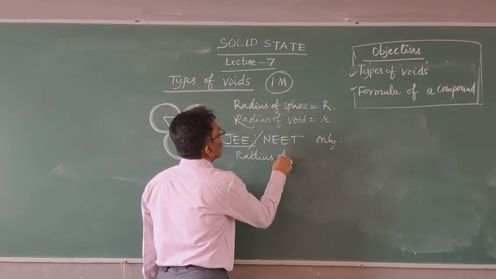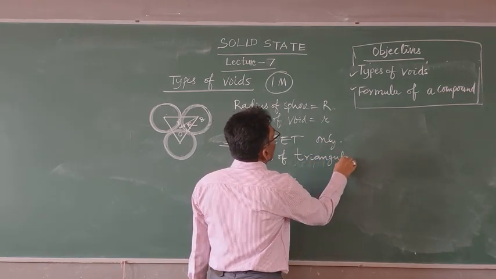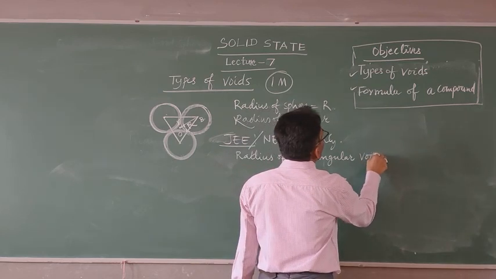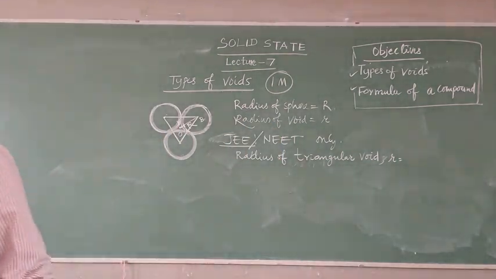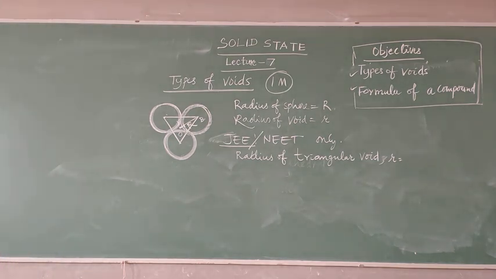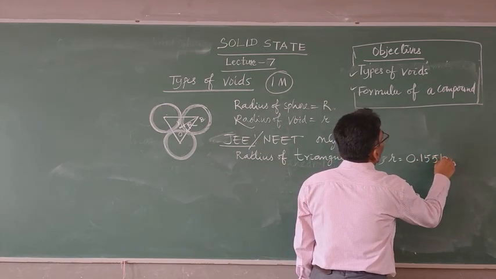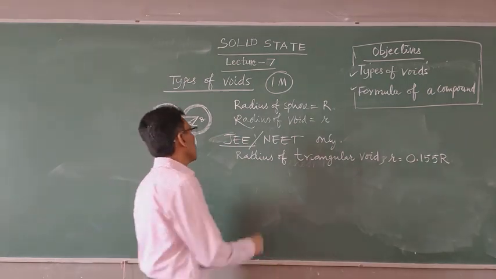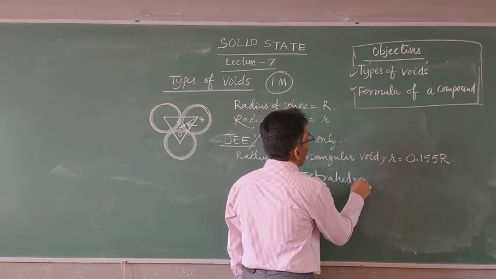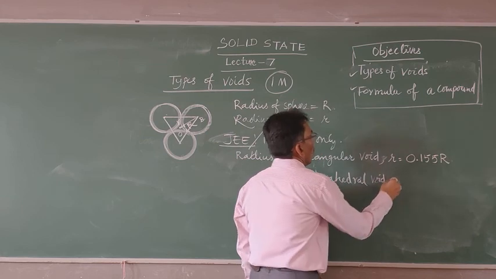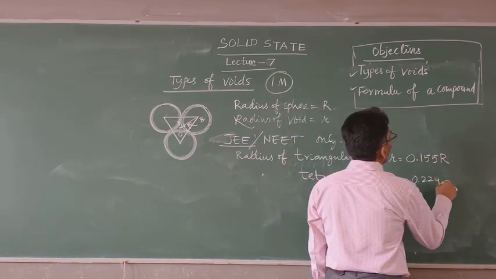Radius of triangular void, r is equal to, after mathematical derivation, 0.115 R. Capital R is the radius of the sphere. Radius of tetrahedral void is 0.224 R.